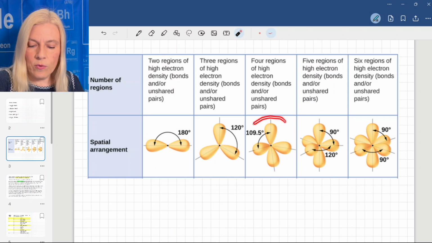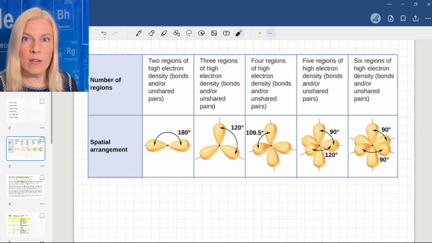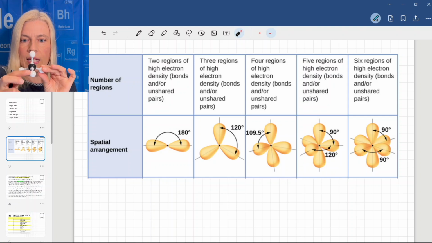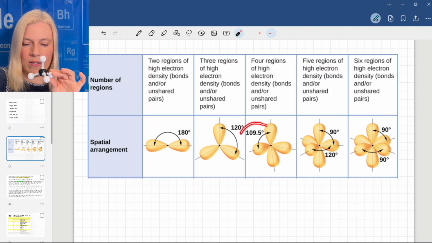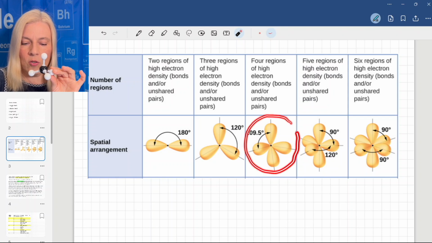When we get to four electron domains, they are no longer going to be on the same plane. Now we're jumping into a 3D realm. So we're going to have a tetrahedral geometry. So think of it as a tripod, and then a camera, and then a leg sticking up from a camera. And all the degree angles will be 109.5. So that's 4, tetrahedral.